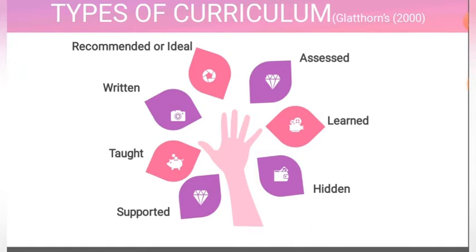The other one is the learned curriculum, which refers to the learning outcomes achieved by the students. And the last but not the least is the hidden curriculum. This is the unintended curriculum, which is not deliberately planned but may modify behavior or influence learning outcomes. So those are the types of curriculum according to Glatthorn, 2000.